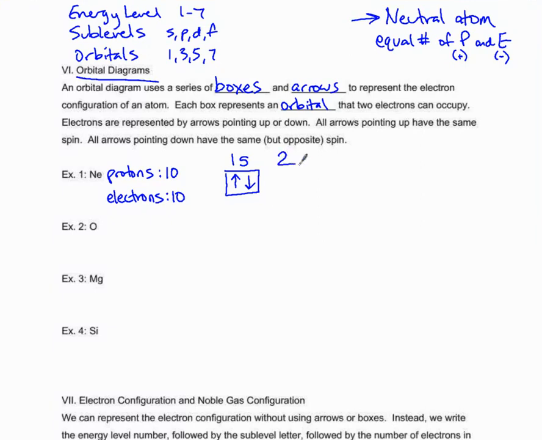So we end up going to the second energy level. And remember, the S fills first in every energy level. 1 box, 1 orbital, it can hold 2 electrons.